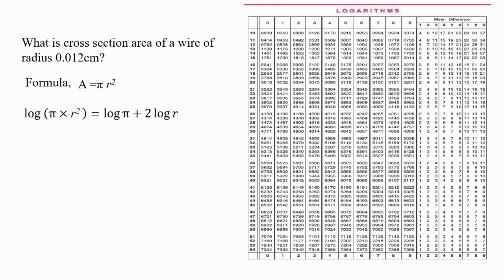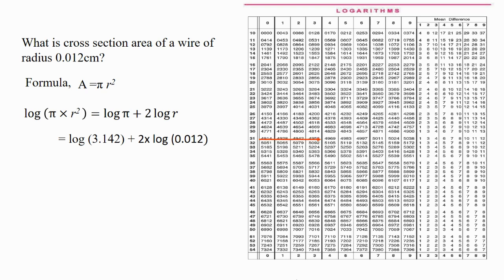Logarithmic rule: log of pi r square is equal to log of pi plus 2 into log of r. Let's substitute the value: log of 3.142, which is the value of pi, plus 2 into log of 0.012. Now student, let's find out the characteristic and mantissa of the given number. Initially, let's find out the log value for pi. Here you can see 3.142 is a one-digit number. So the characteristic of that number is 0. Let's find out its mantissa.